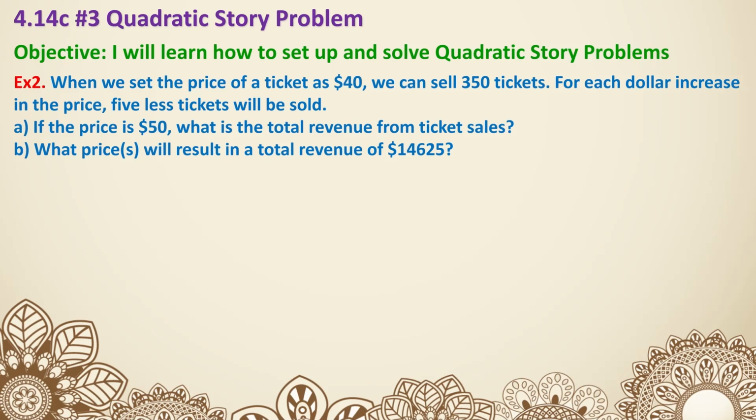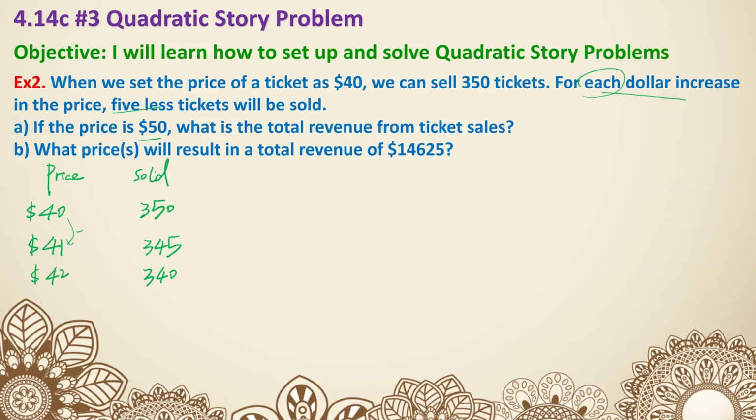So let's play with the numbers a bit. Let's write down price and unit sold. When it's priced at $40, it's selling 350 tickets. Each dollar increase means 5 fewer. So at $41, we are going to sell 345 tickets, and when it's $42, we are going to sell 340. With this way, you can go all the way to deduce the number of tickets sold when it's $50.